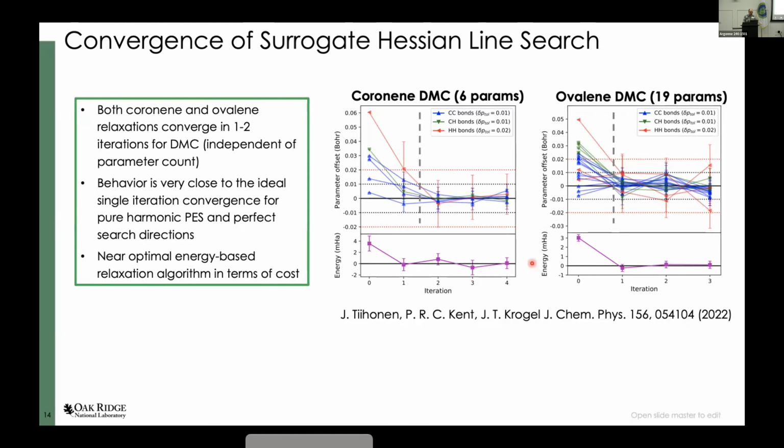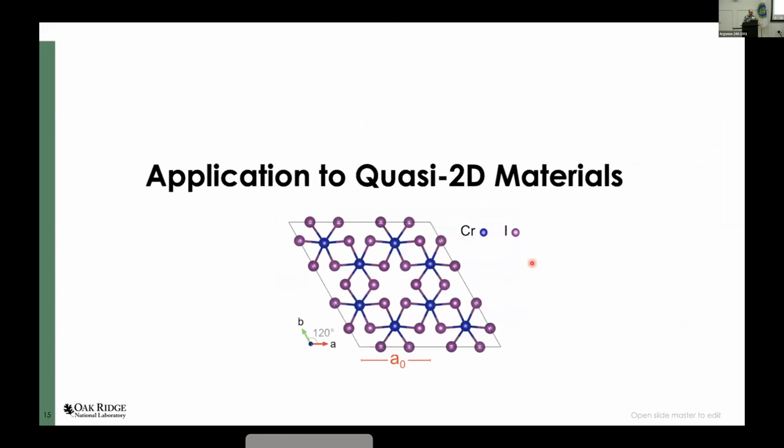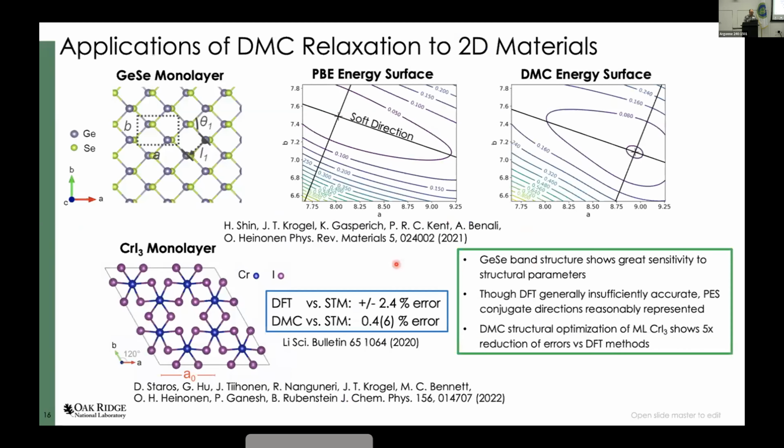Now that might be expected, right? Because this is a hydrocarbon. PBE is not going to be terrible for a hydrocarbon, so maybe the directions are great. So how about something harder? We go to quasi 2-dimensional materials. This is chromium triiodide. You've got transition metal elements. You've got different kinds of bonding here. It's going to be a lot harder than a hydrocarbon, in principle at least. So I'm going to show results from a couple of them. Here's the germanium selenide monolayer.